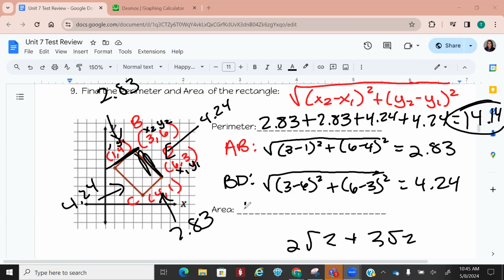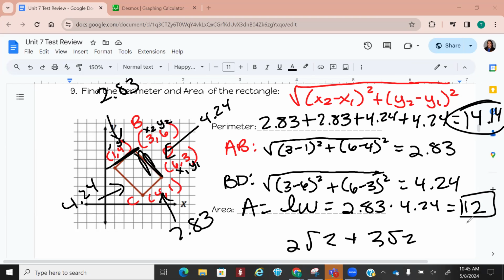What you're going to do, this is a rectangle. So with a rectangle, you've got length times width. That means you're going to do 2.83 times 4.24. And that's going to give us roughly 12, or 11.99.